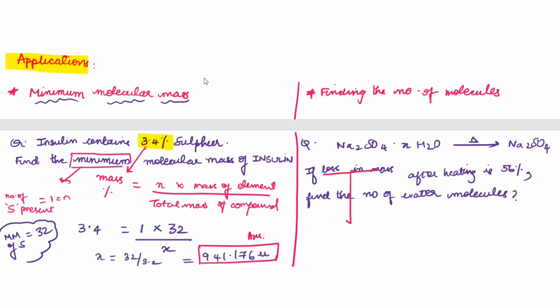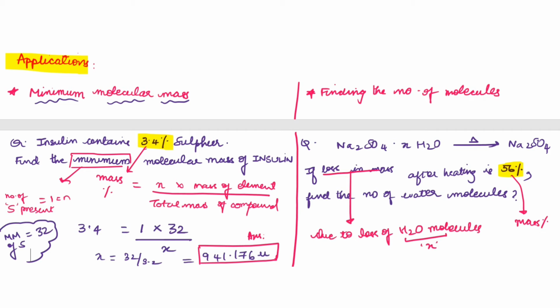Okay. So we are heating the compound Na2SO4·XH2O. So this X, we do not know how many molecules of water are present in the compound. So due to heating, some amount of those XH2O molecules is being lost. This loss in mass is due to the loss of H2O molecules, and that is given as 56%. So 56% is nothing but the mass percentage of the compound.